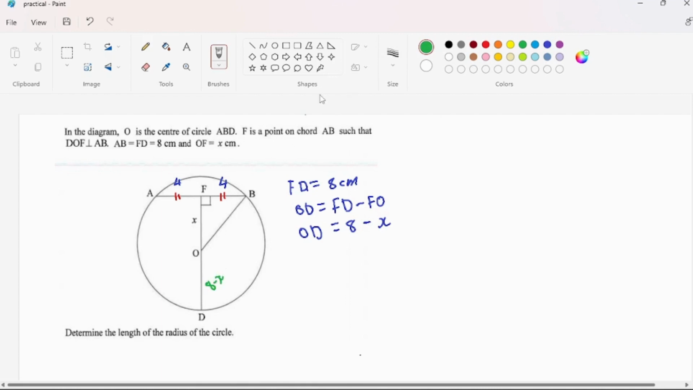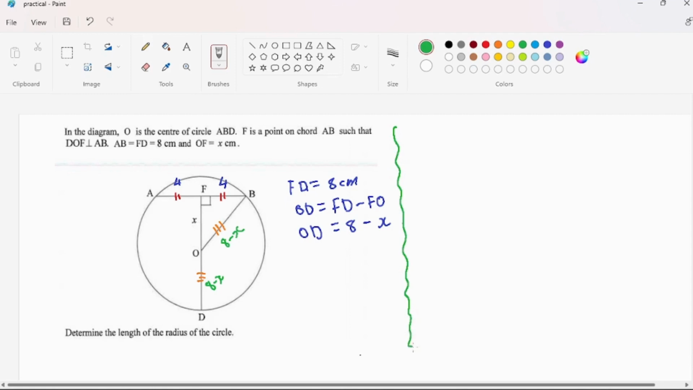And another thing that's fascinating guys, as you can clearly see, the line from the center to the circumference is known as a radius. That means this line is equal to this line. OD is equal to OB, right? And then we are going to label OB as well as 8 minus X, right? So, okay, I think that we have said enough about this diagram.